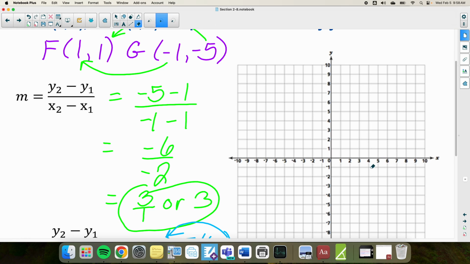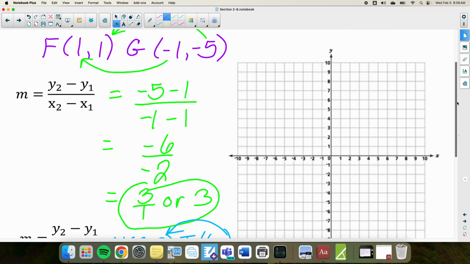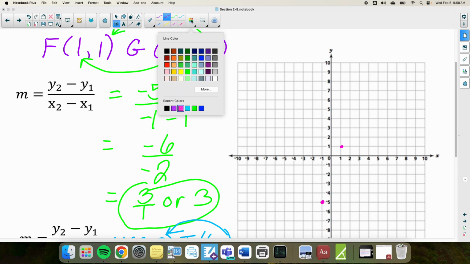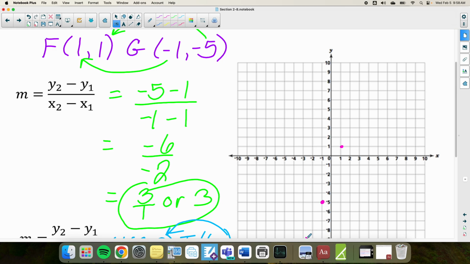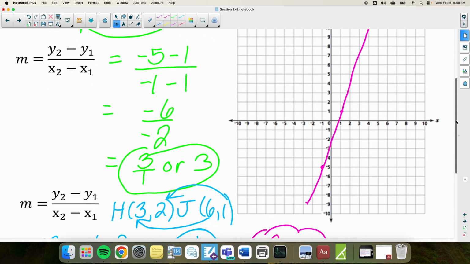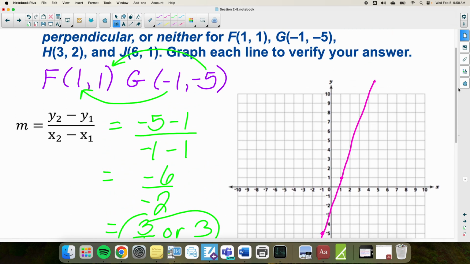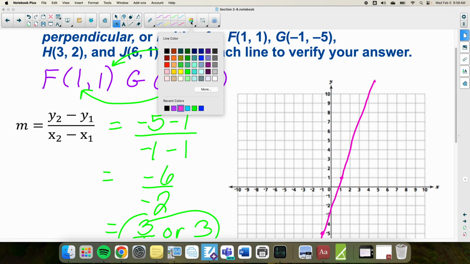So, let's try this again. Over 1, up 1 is a point. And then -1, -5 is a point. I'm not sure what I'm doing wrong with that, but, okay, then let's do our second line.